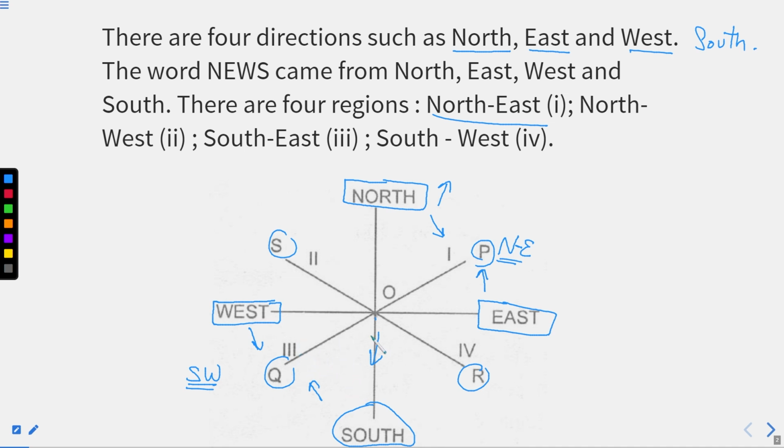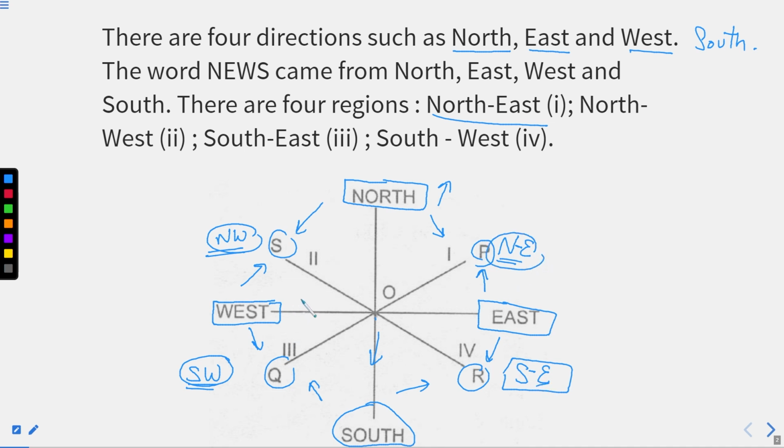Similarly, if we move to the letter R, we know that it is in between south and east, so it will be called southeast, right? I hope this is also clear, right? And similarly, if we talk about the letter S, it is in between the north direction and the west direction and is called northwest. I hope this part is clear. So these four are the regions between our four major directions. I hope this part is clear, right?